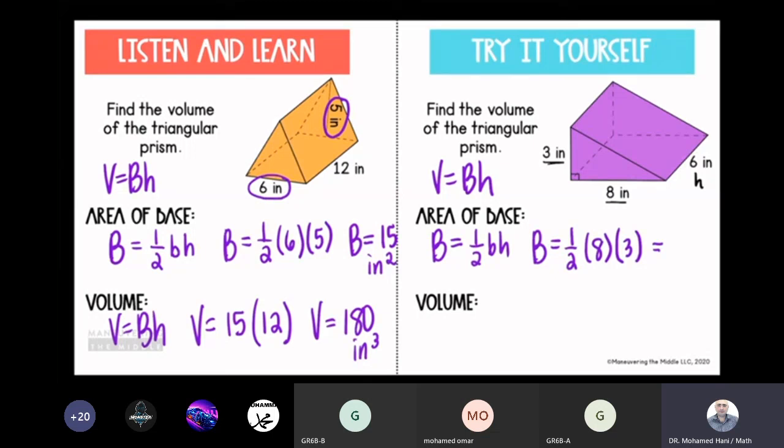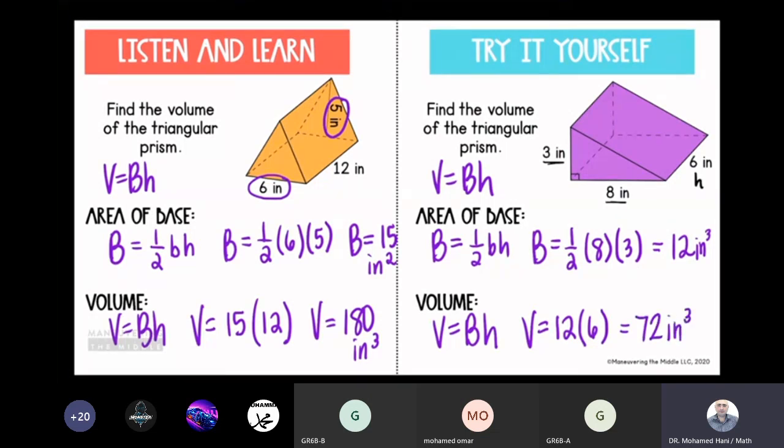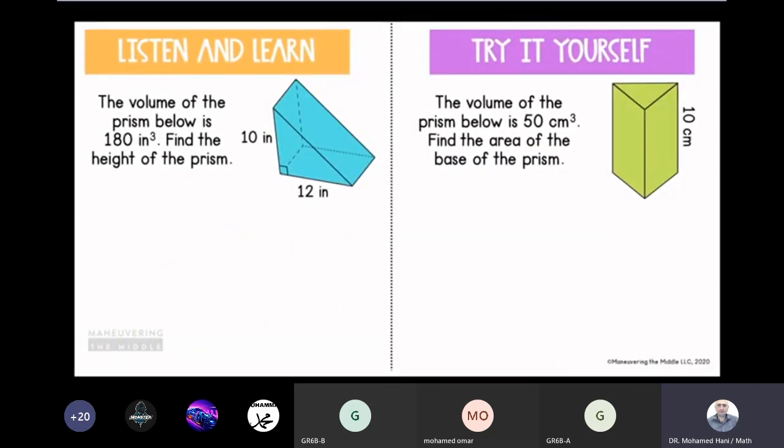So I know that the area of the base is represented by 12 inches cubed. Now I can take that measurement, go back to my original formula. I know that volume is equal to the area of the base, which we found was 12, times the height of the prism, which is 6. So I know that the volume of this triangular prism is 72 inches cubed. Let's go ahead and look at a few other examples.